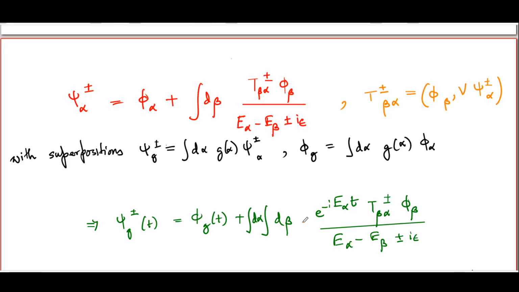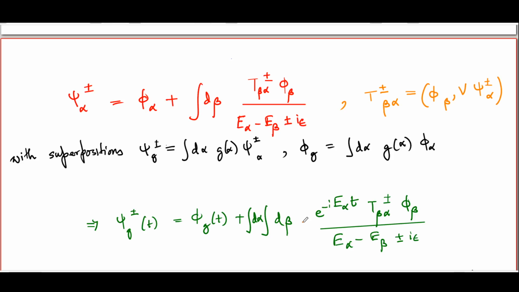Anyway, we have already discussed all this in some detail in the last lecture, so no point in repeating that over and over again. Psi g plus minus t is given by phi g t plus this double integral over alpha and beta of e to the minus i E alpha t times t beta alpha plus minus multiplied by phi beta divided by E alpha minus E beta plus minus i epsilon.